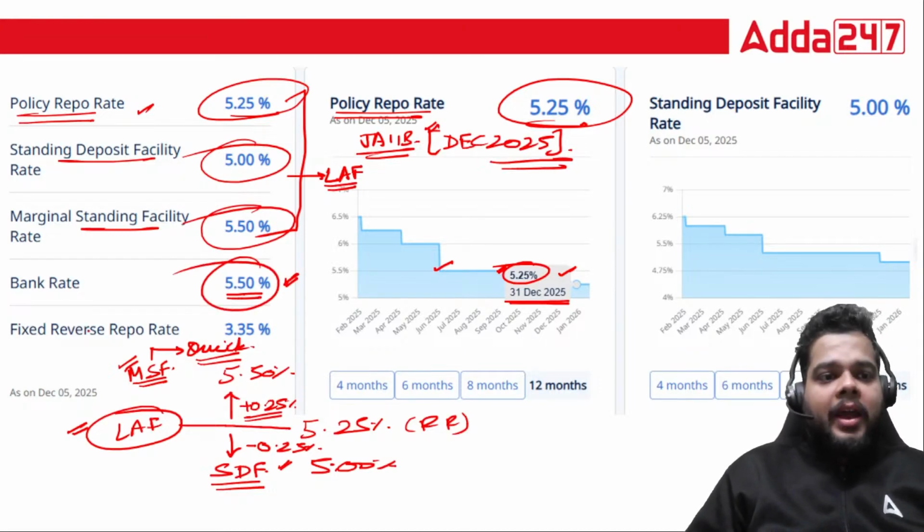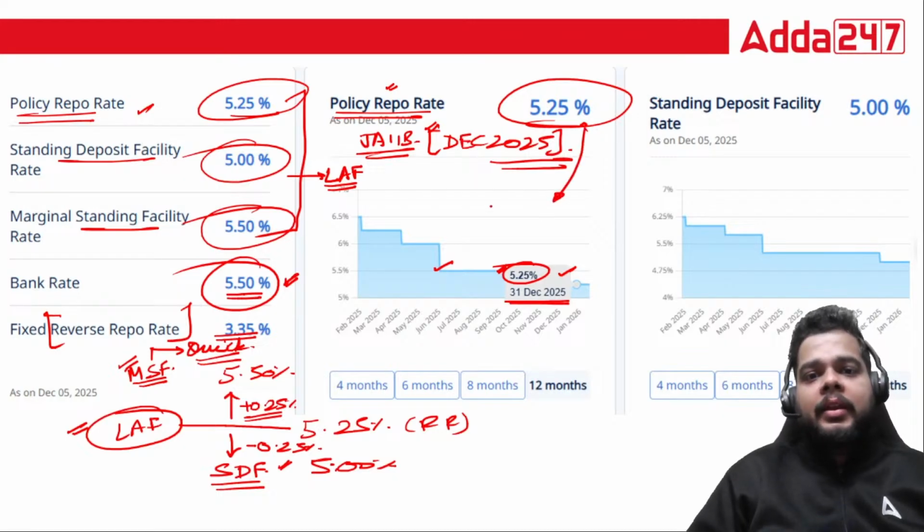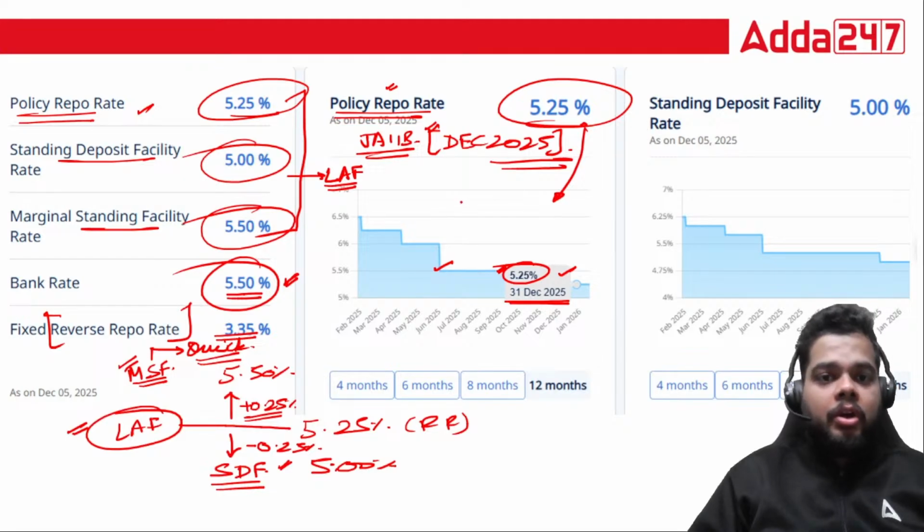Earlier, we used to have a variable reverse repo rate, which used to vary with respect to the policy repo rate. Whenever we say that the repo rate is 5.25, what we mean to say is that if particular banks want to have long term funding from the RBI, they can have the funding by paying the repo rate of 5.25 to the RBI.